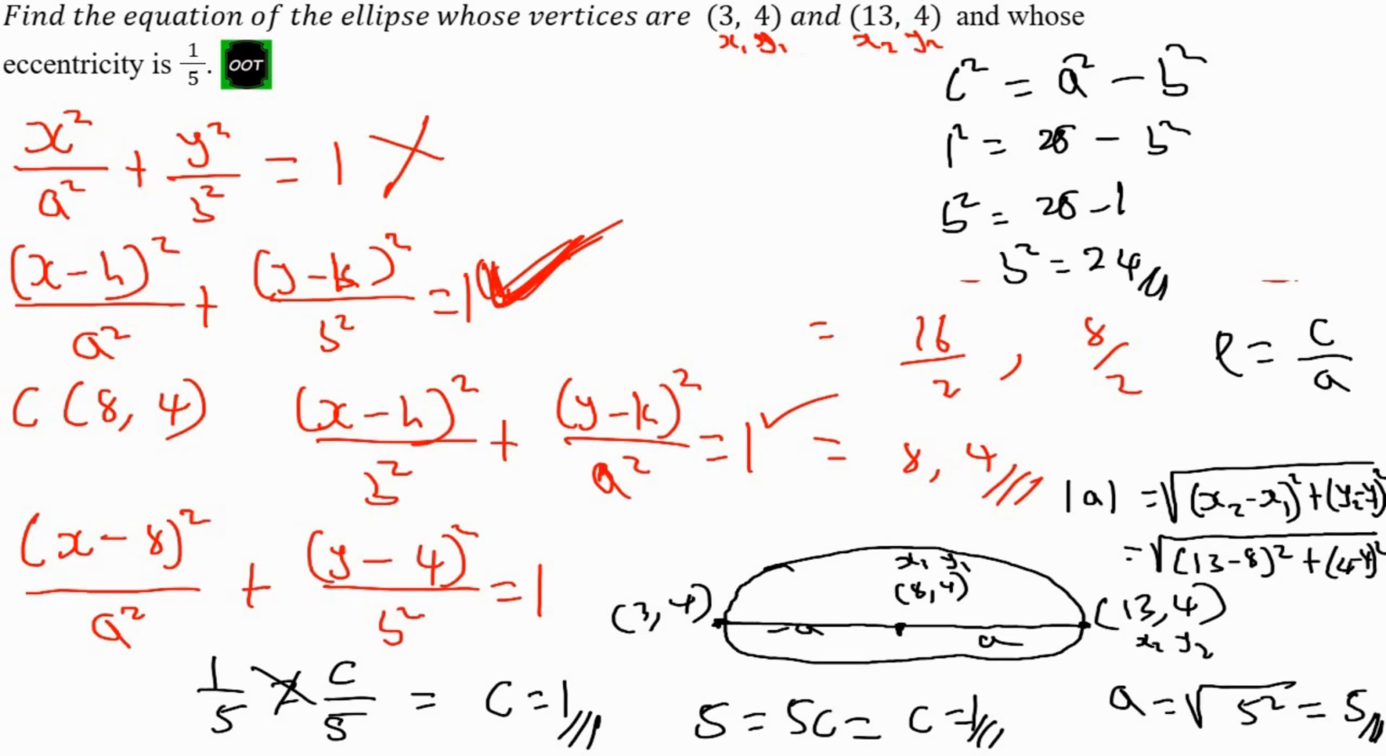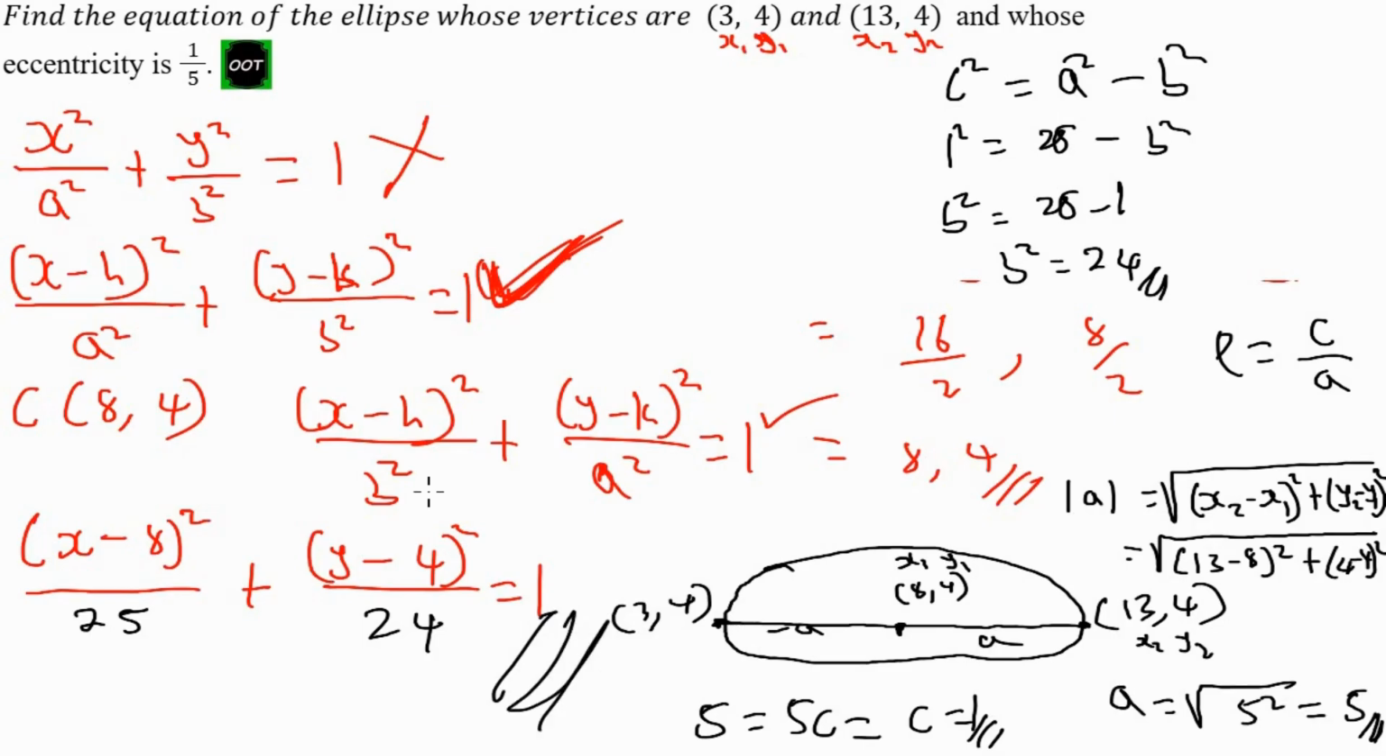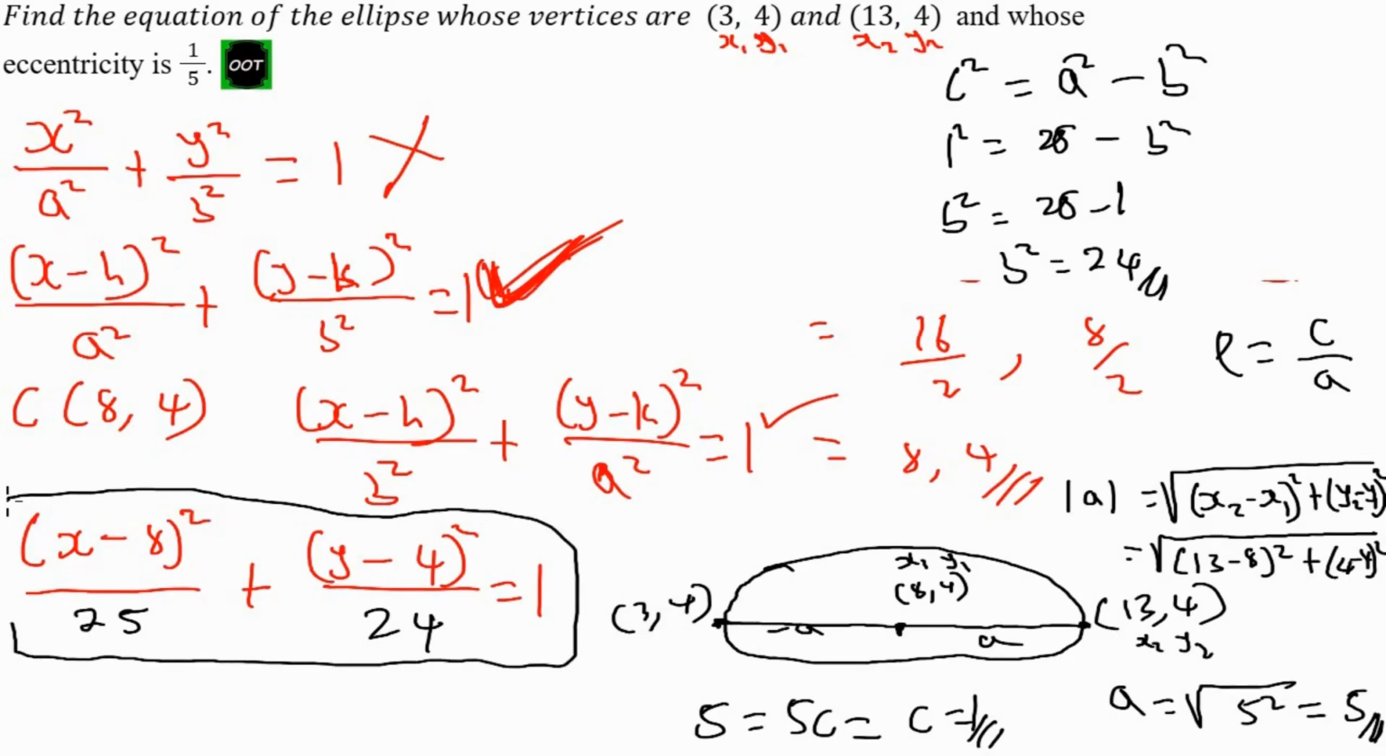Perfect. Now we have the value of a and b respectively. We can now get our equation in the very best form. Thus, the equation of the ellipse will now be, now instead of a squared minus b squared, I still want to use this one. Now just get rid of the two of them and put the actual answer. So a squared is 25, and b squared is 24. And this is the equation of the ellipse that has its eccentricity to be 1 over 5 and the coordinates of the major vertices to be 3,4 and 13,4. So that's it, guys.